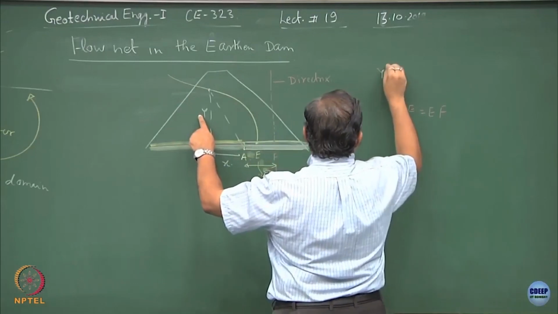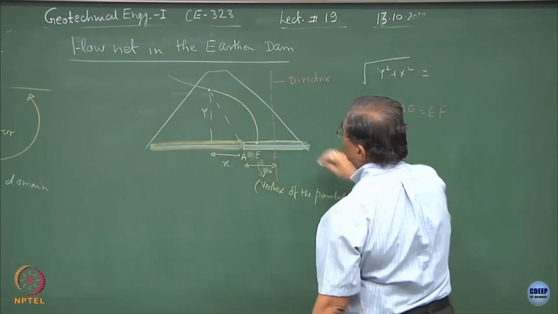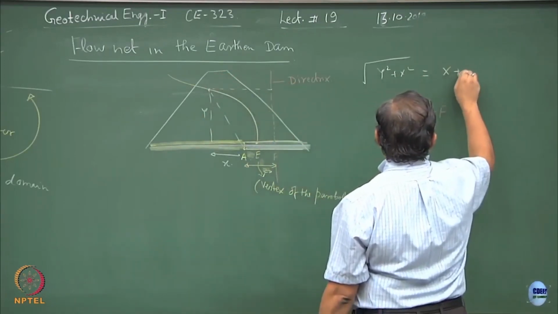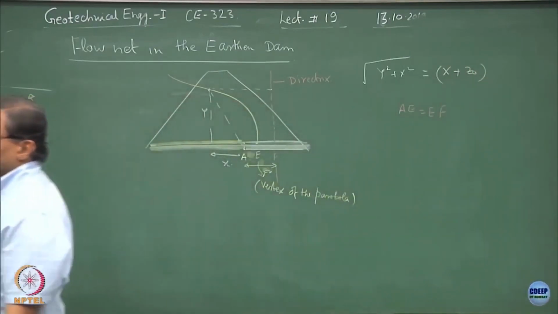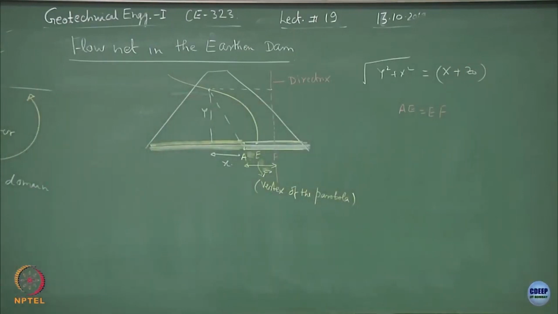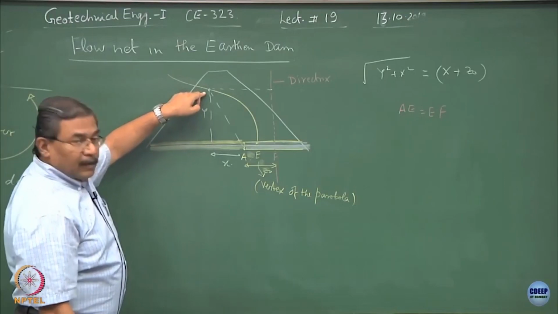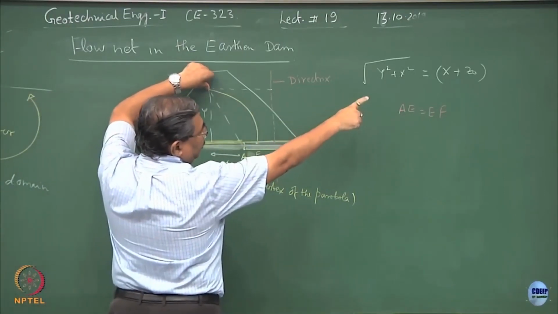Under root of y square plus x square will be equal to x plus z naught. Is this okay? This is the property of the directrix. Any point sitting on the parabola has to satisfy this condition.